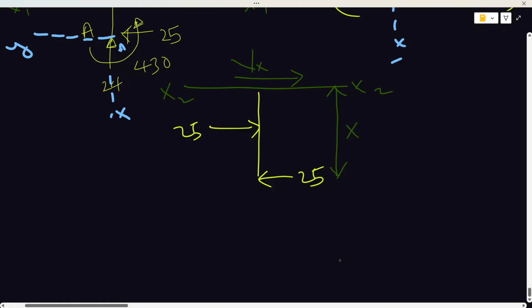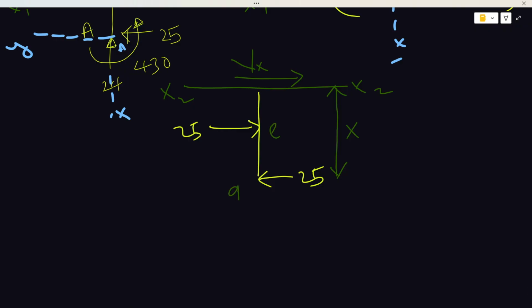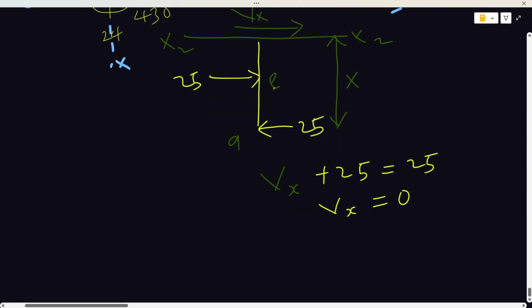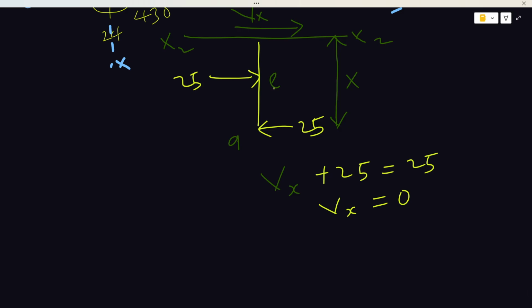So this is the next, this is E, this is A. Now I'm considering the next cut. Applying this equilibrium equation to this, Vx down plus 25 down equals 25. Then Vx is equal to 0. That is, after E to B, our shear force will be 0 kilonewtons.